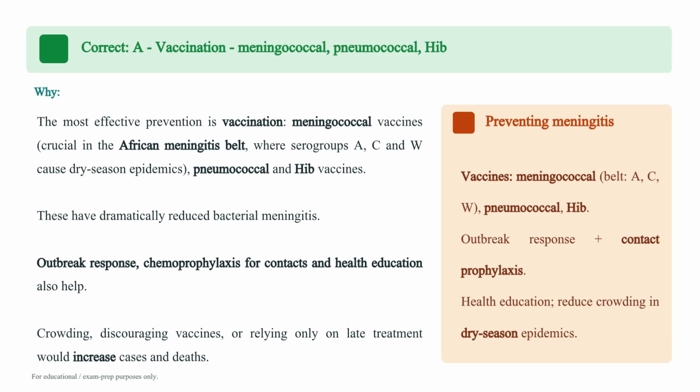The answer is A. Vaccination programs, meningococcal, pneumococcal, and Hib. The most effective prevention is vaccination. Meningococcal vaccines are crucial in the African meningitis belt, where serogroups A, C, and W cause dry season epidemics, plus pneumococcal and Hib vaccines. These have dramatically reduced bacterial meningitis. Outbreak response, chemoprophylaxis for contacts, and health education also help. Crowding, discouraging vaccines, or relying only on late treatment would increase cases and deaths.